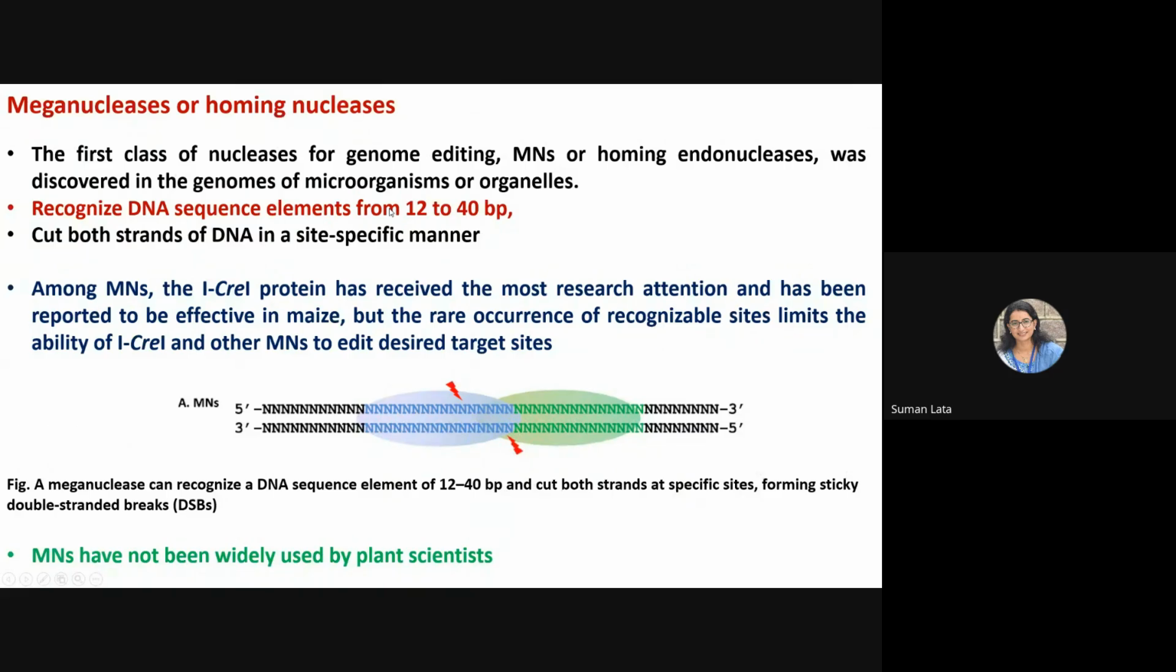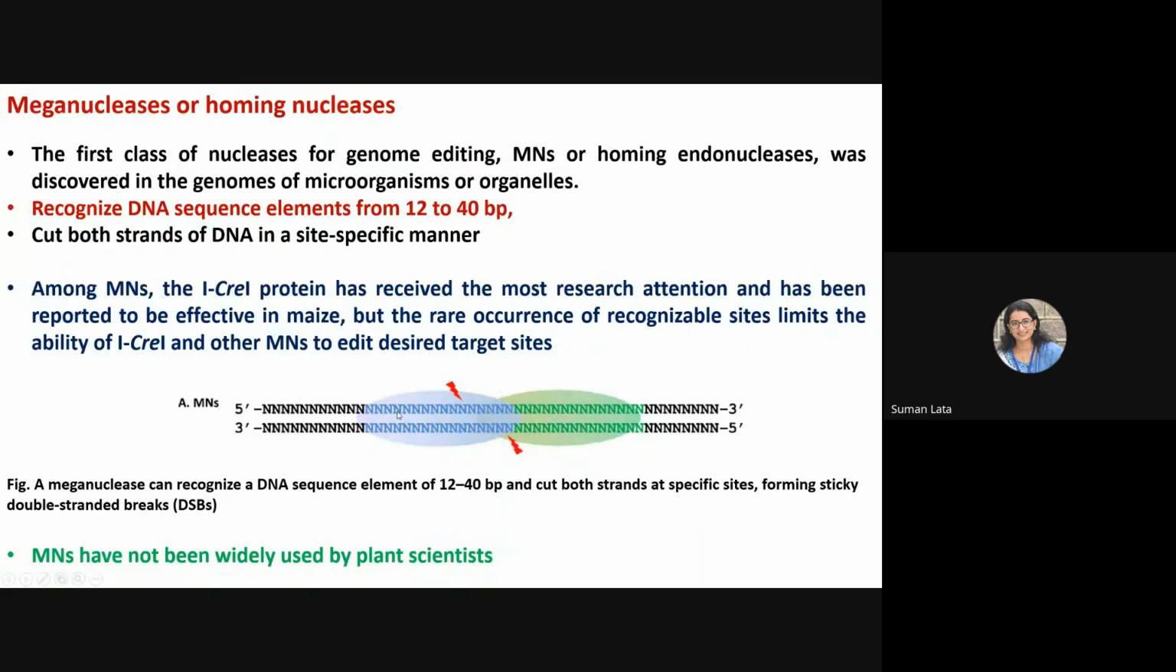These nucleases are discovered in the genome of microorganisms, and each nuclease has its recognition sequence. So they have the recognition sequence, suppose from here to here. They have the recognition DNA sequence element from 12 to 40 base pairs, and they cut both the strands in a site-specific manner.